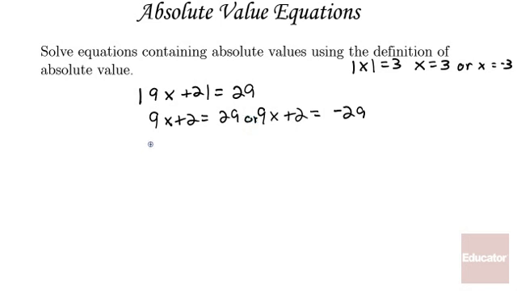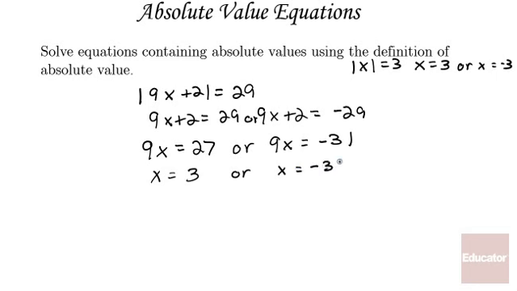So I'm going to solve using my usual techniques. Subtract 2 from both sides. That gives me 9x equals 27. Over here, if I subtract 2 from both sides, I'm going to get 9x equals negative 31. Then I'm going to divide both sides by 9. So you handle absolute value equations the same way, even if it's more complex.